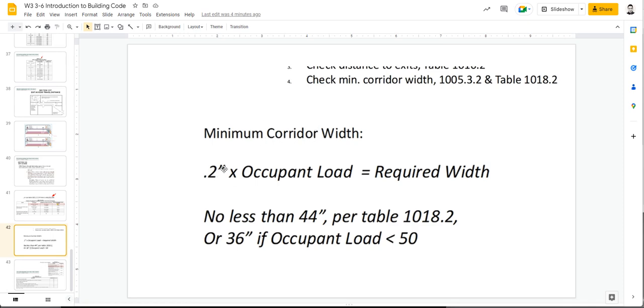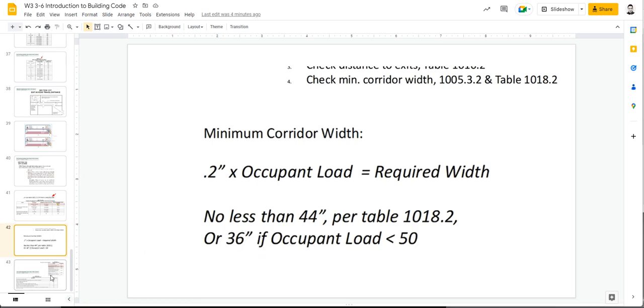So anyway, the width of the corridor is basically you multiply your occupant load by 0.2 an inch, and then you get your required width. So that's the general calculation, but there's also a minimum. You cannot have anything that's narrower than 44 inches based on this table, or if your occupant load is less than 50, then it must be 36 inches.